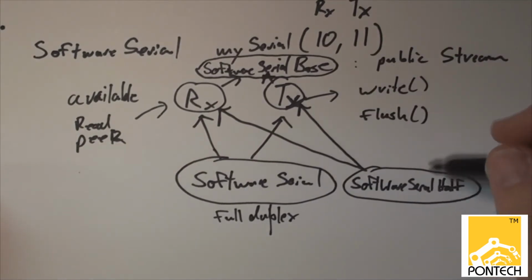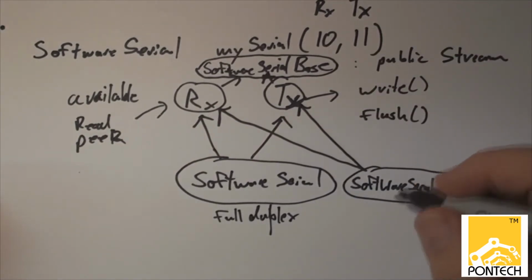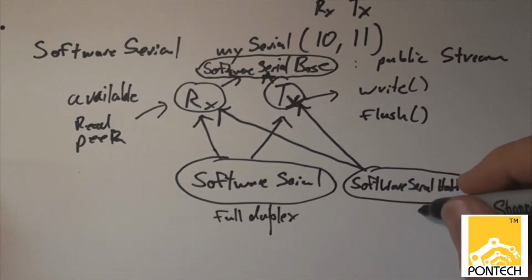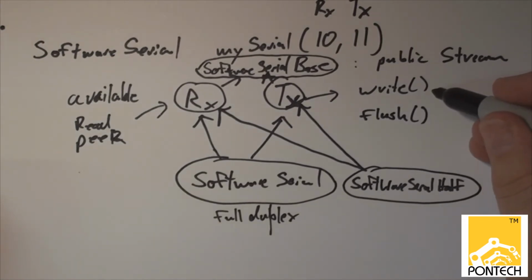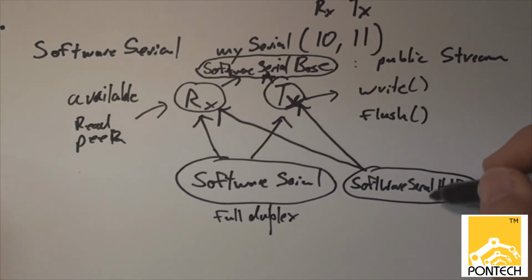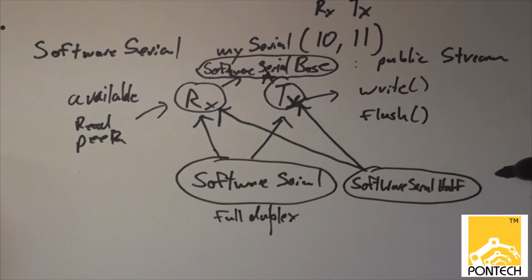But in the half duplex, when we instantiate that, I want to instantiate it with a single pin that can both send and receive, and essentially it will always be listening until you issue a write, and then when you issue a write, it'll turn it into a transmit pin and transmit, and then when it's finished writing, it'll auto turn around back to receive and be able to receive.